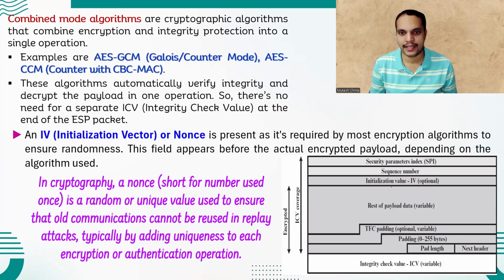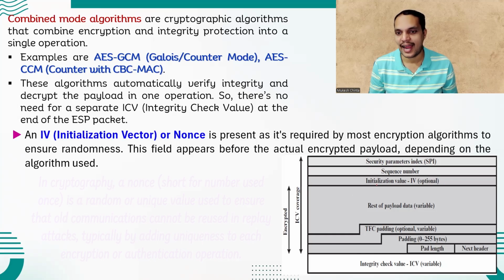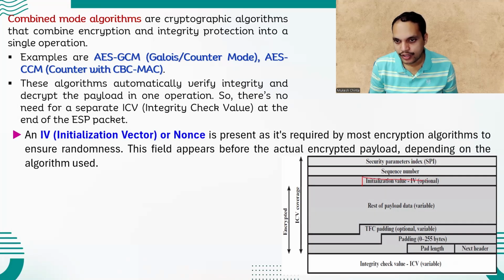If any of these is present, as it is required by most of the encryption algorithms to ensure randomness, this is added before the payload data. You can see, even before the actual payload data, we are adding the initialization value or the IV data here, depending on the algorithm used. If it is not required by the algorithm, you don't have it. But if it is required, we add it on top of the payload data.